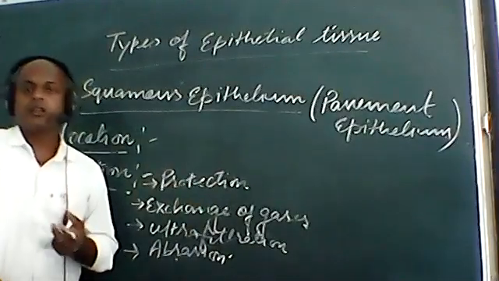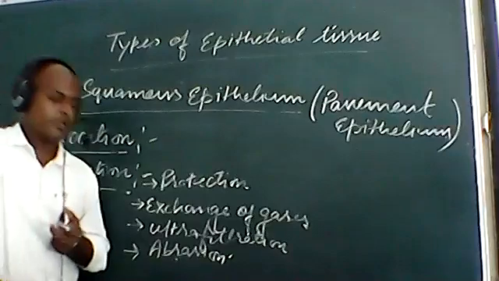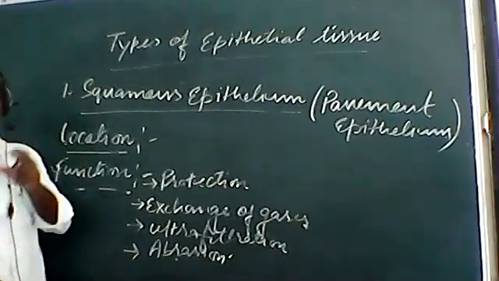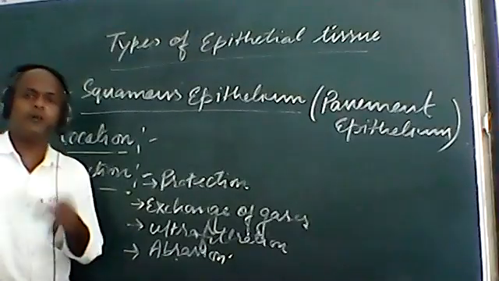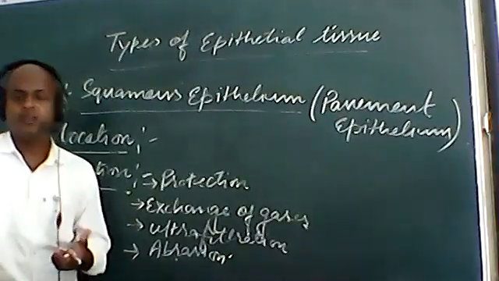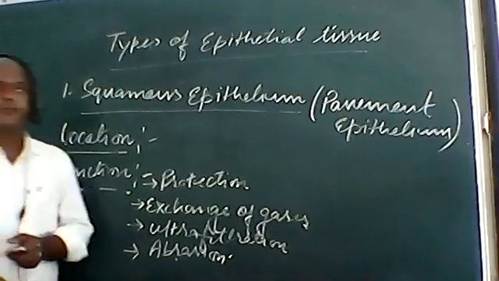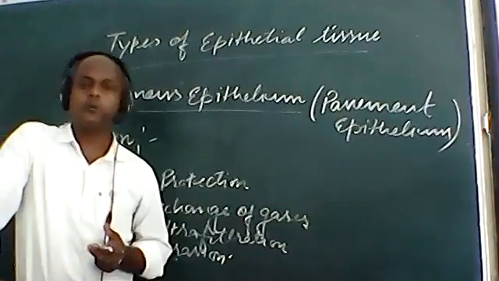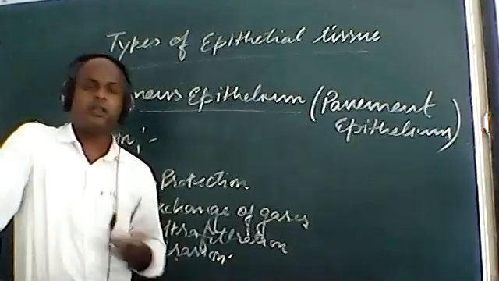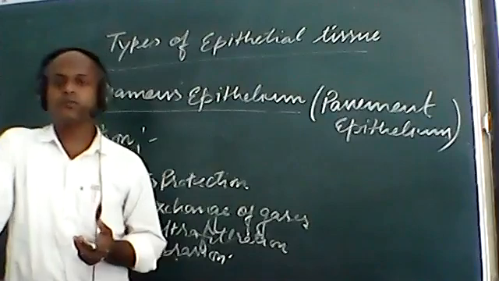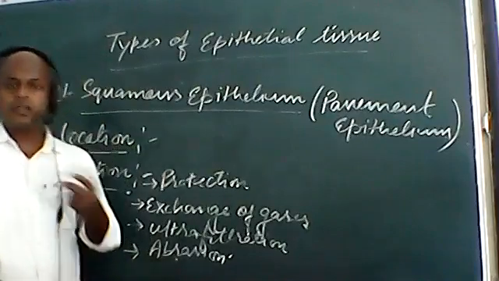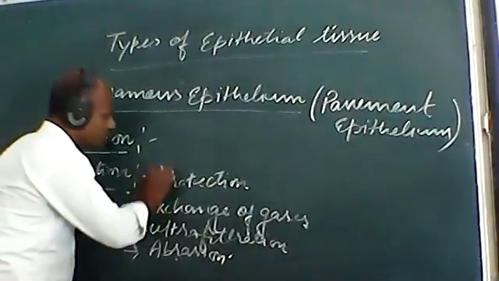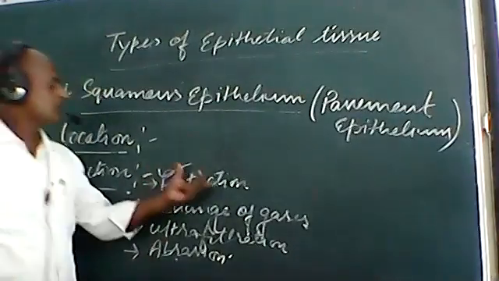So we can say that this squamous epithelial tissue provides us protection in different ways, like protecting our internal organs from mechanical injury. It also protects from desiccation, and it prevents the entry of unwanted material like germs into the body. This squamous epithelial tissue is also helpful to protect our body from the entry of unwanted germs or chemicals. So the first function of squamous epithelium is protection.